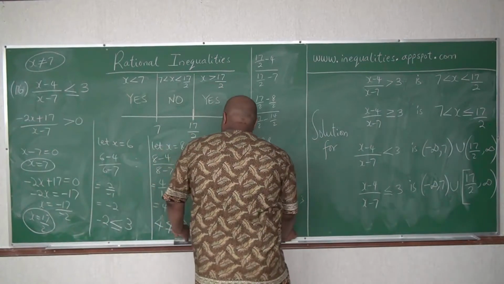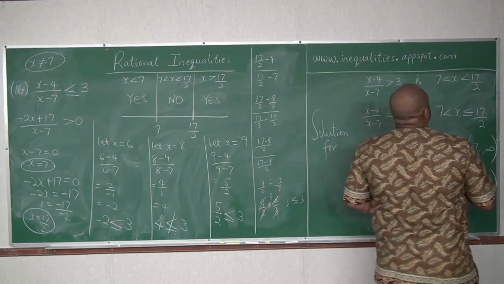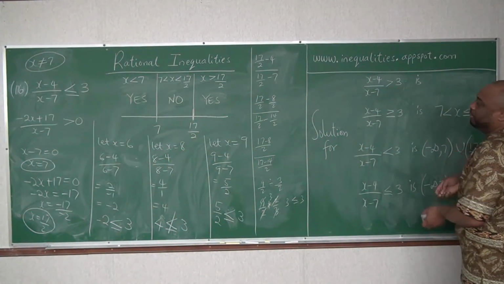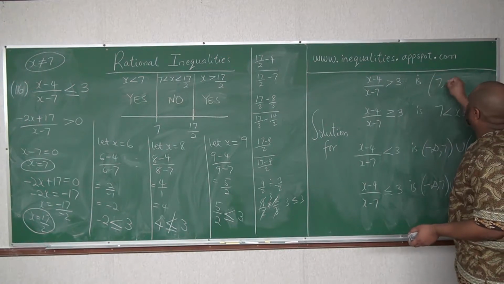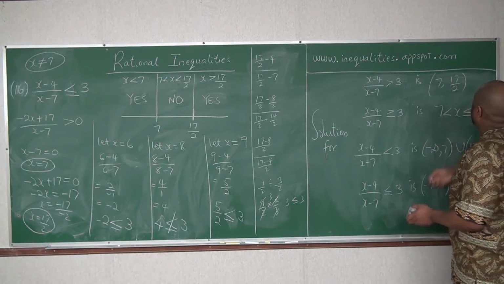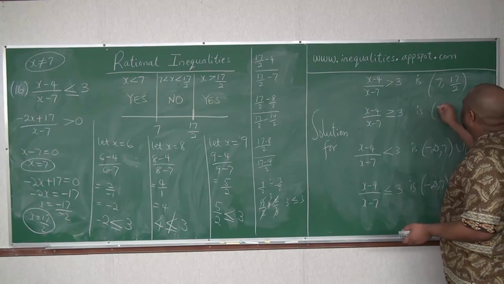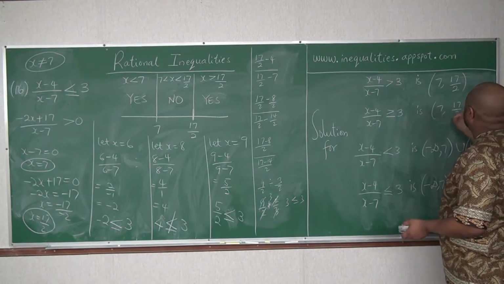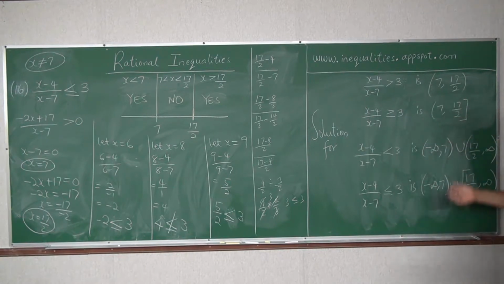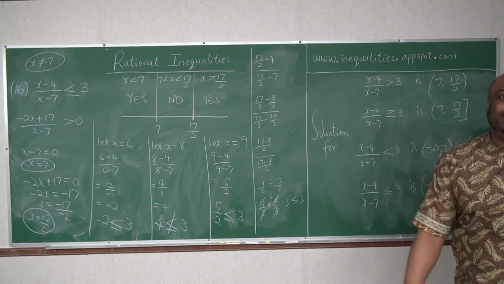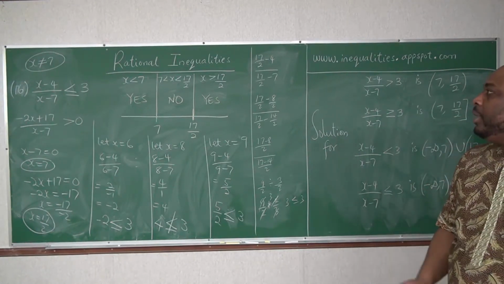So the interval notation will be from, you open at 7 to 17 over 2. It opens at 7 and it closes at 17 over 2, closed. Those are the interval notations for that.